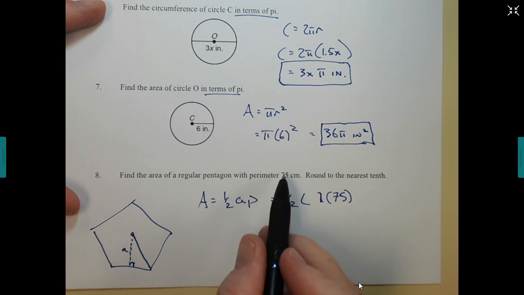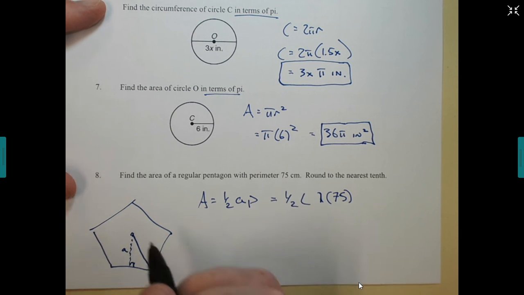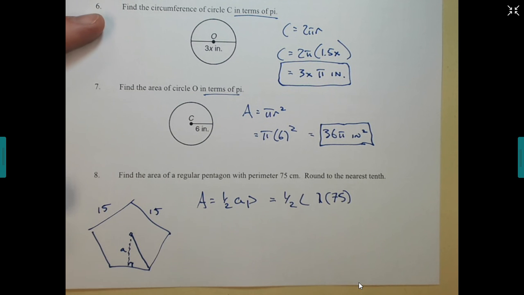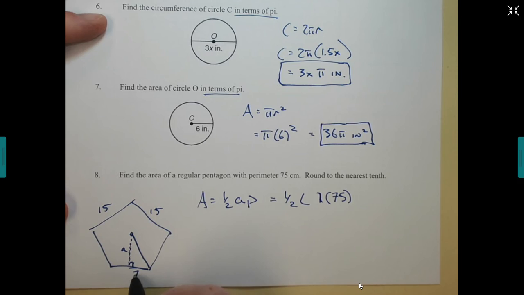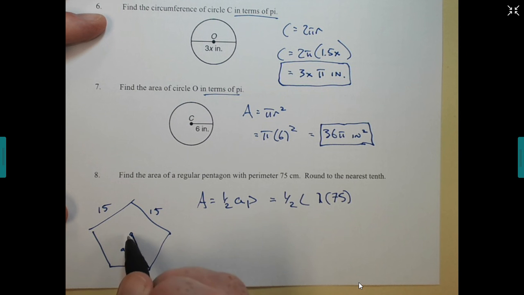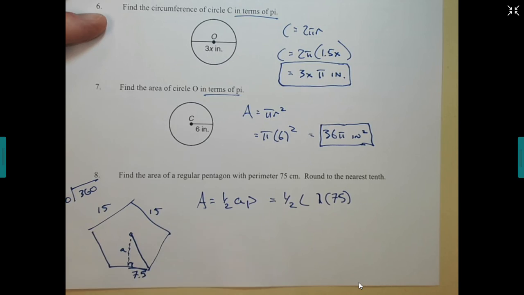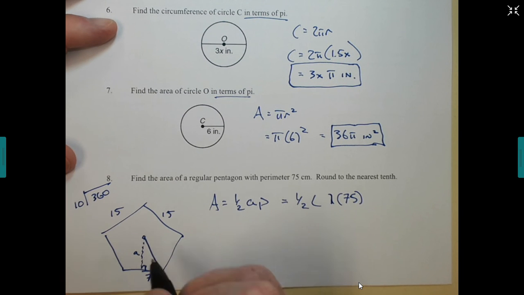If the perimeter was 75, if we divide that by 5, that means I have 15 for each side, which makes the bottom of this triangle 7.5, which means I'm looking at a trig problem. If it's a pentagon, there will be 2 of these triangles for every side. That means there's got to be 10 of those triangles. If I take 360 degrees and divide it into 10 pieces, then I know this angle right here is 36 degrees.